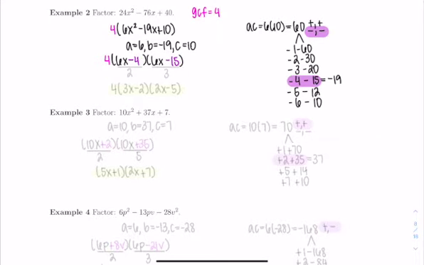The last step is to divide out whatever they have in common. So between 6 and 4, I can divide out a 2. And between 6 and 15, I can divide a 3 out. So we have 4 times 3x minus 2 and 2x minus 5.